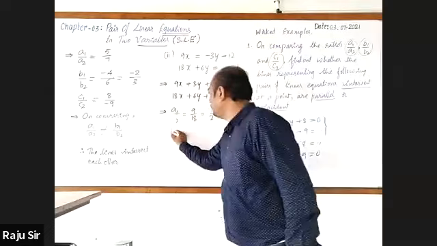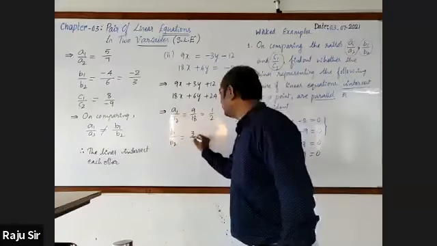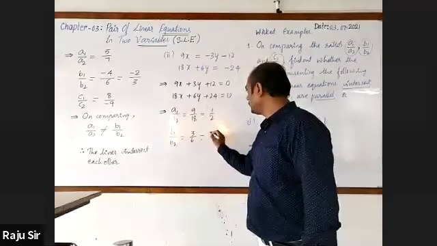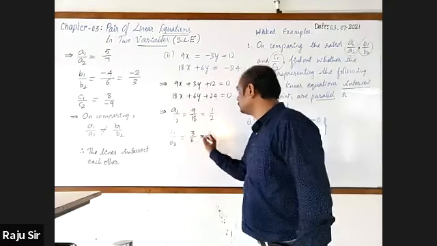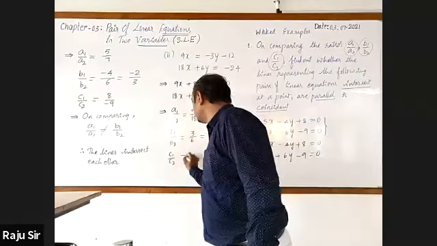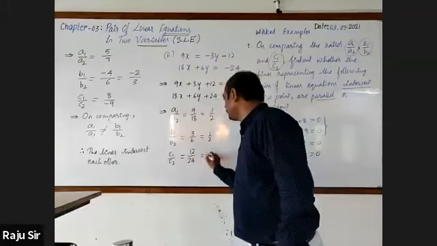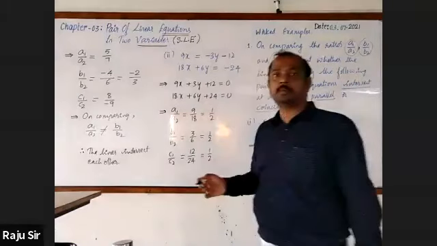Next, B1 by B2. This is 3 by 6, which is 1 by 2. Next, C1 by C2. It is equal to 12 by 24. It's equal to 1 by 2.